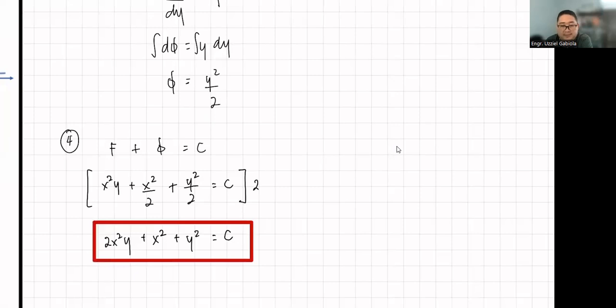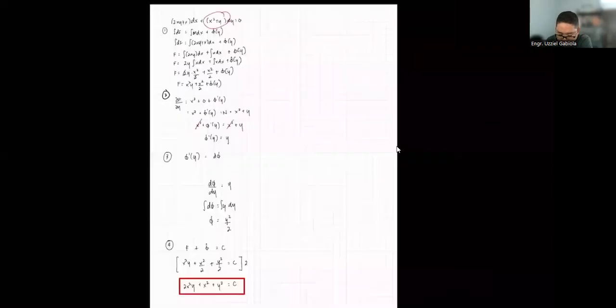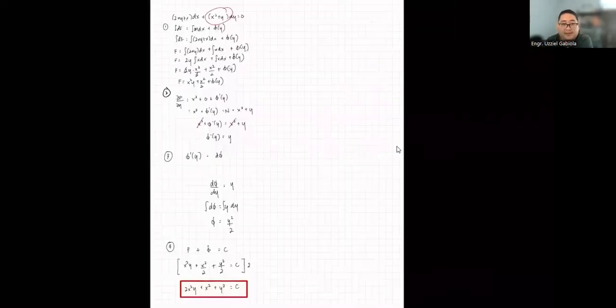Example problem. Okay? So, ayan. We are following 4 steps to be able to get the solution ng problem natin.